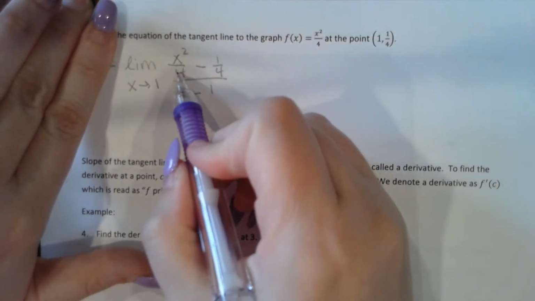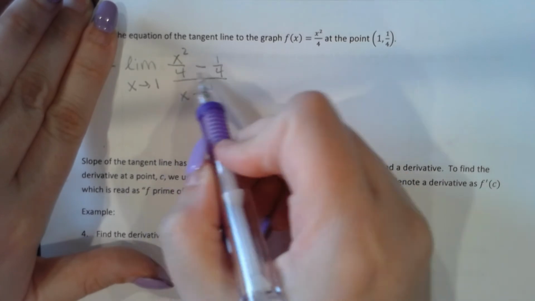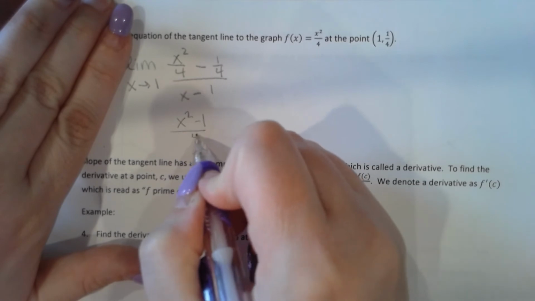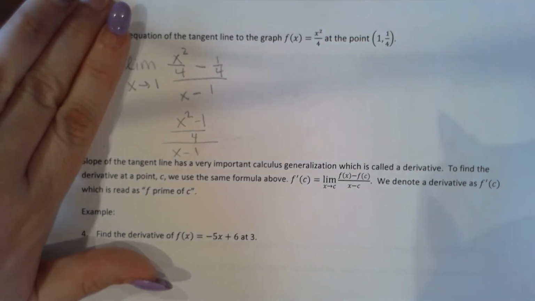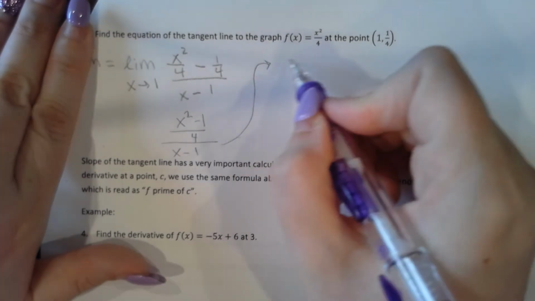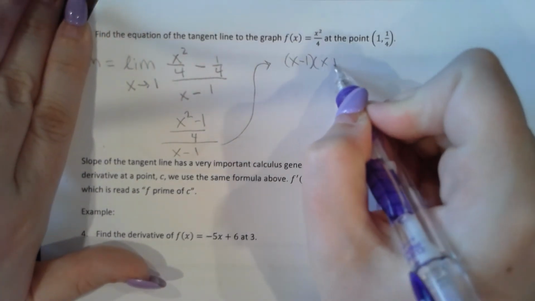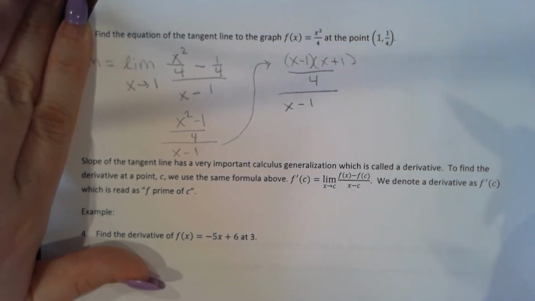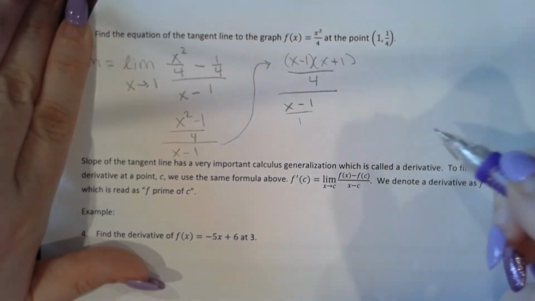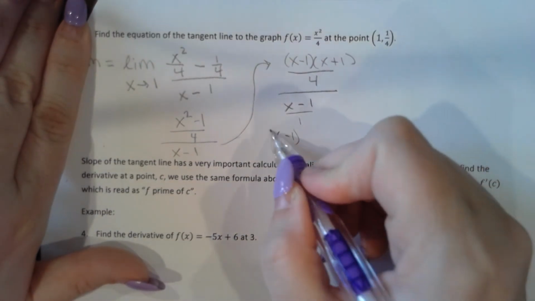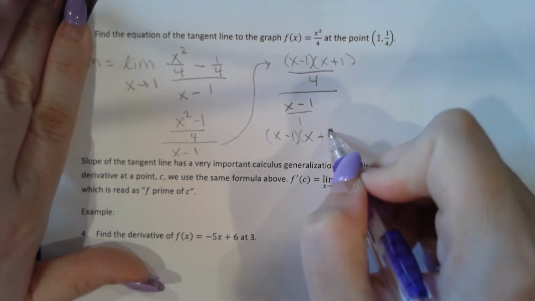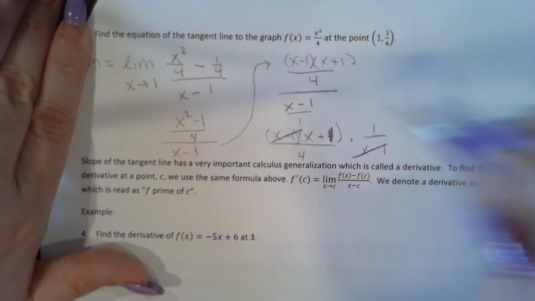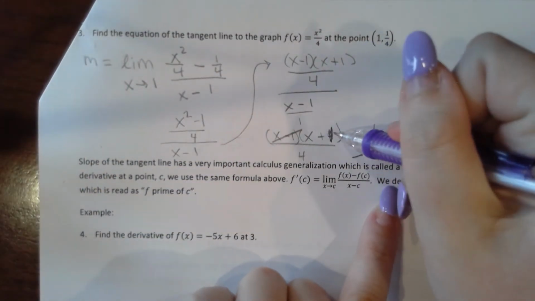So if we want to subtract fractions here, we need common denominators. We have common denominators. So that gives us x squared minus 1 over 4 over x minus 1. Then we can factor x minus 1, x plus 1, all over 4, all over x minus 1. Then we can multiply by the reciprocal. So x minus 1, x plus 1, all over 4 times 1 over x minus 1. The x minus 1's can cancel, leaving us with x plus 1 over 4.